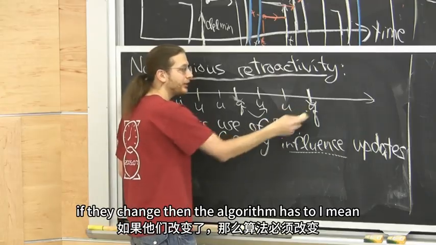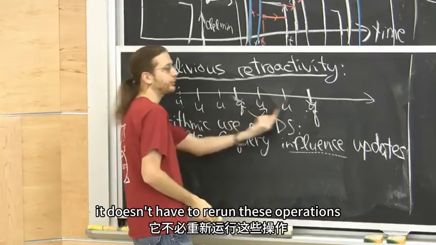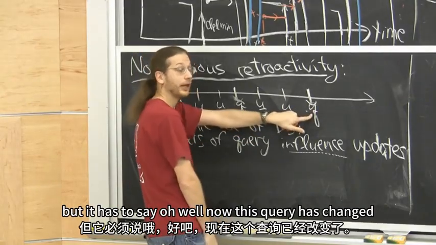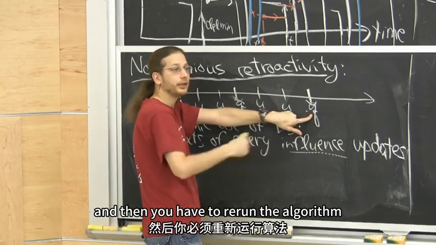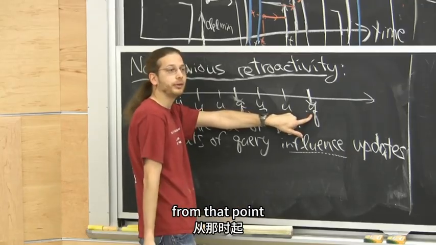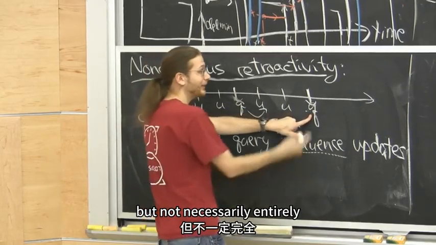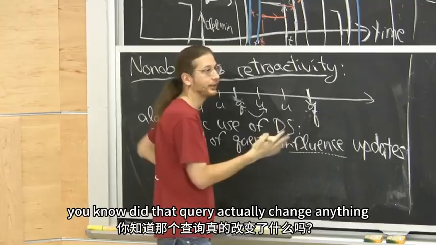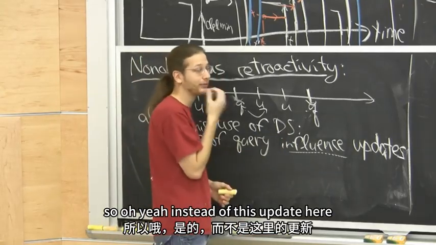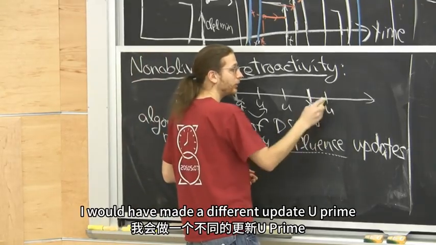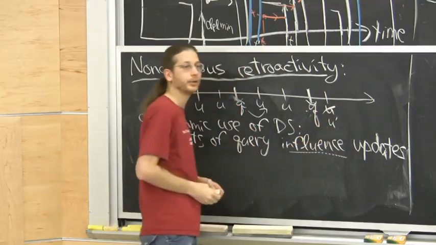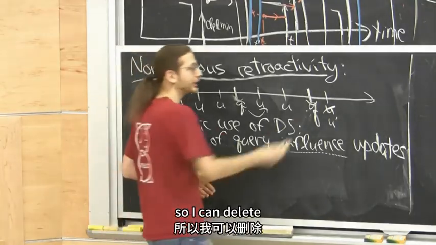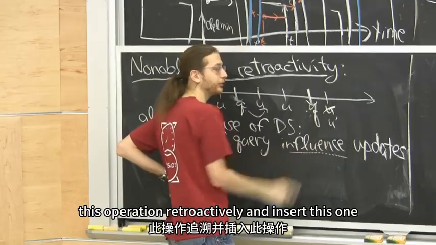If they change, then the algorithm doesn't have to rerun these operations, because that's what retroactivity buys for you. But it has to say, oh, well, now this query has changed. And then you have to rerun the algorithm from that point. But not necessarily entirely. You look at that and say, oh, did that query actually change anything? This is now the algorithm. So, oh yeah, instead of this update here, I would have made a different update u prime. Well, that's good. We know how to do that. That's a retroactive update. So I can delete this operation retroactively and insert this one.